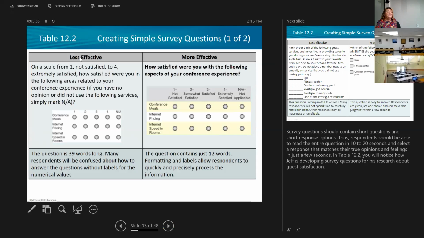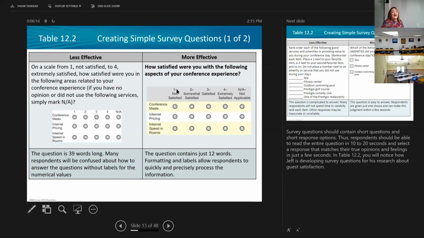The less effective says on a scale from 1, not satisfied, to 4, extremely satisfied, how satisfied were you in the following areas related to your conference experience? And so on. It's just got 1, 2, 3, 4, not applicable. The question is really long. Most people would probably stop reading after the first couple of lines there. And we say what 1 is and what 4 is, but we don't really say what 2 and 3 is, so it could be confusing.